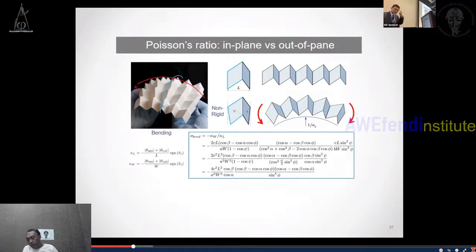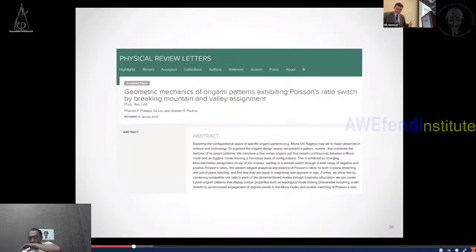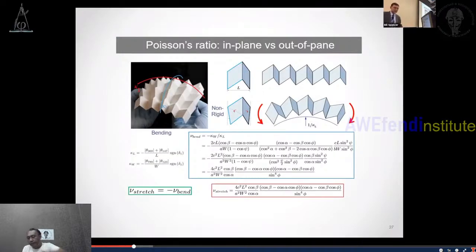And then what we did was to do all the math to see if we could derive analytical relationships for the Poisson ratio behavior. And in a stretch, this is the expression that we got in the red box. And in a similar way, like in the stretch, we do the negative of the ratio of deformations. For the bending, the definition is that it is the negative of the ratio of curvatures. And when you look at the final expression, again, you can see that they differ only by the sign.